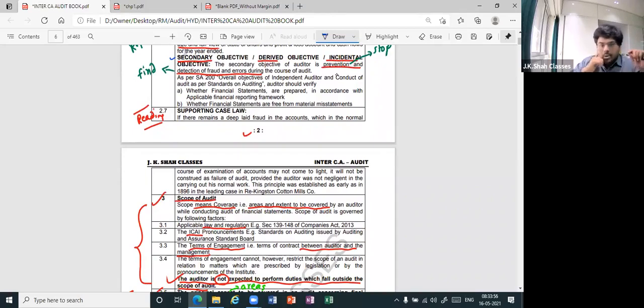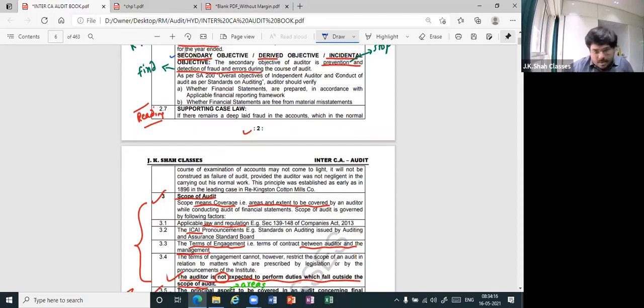Why? Because law always supersedes what is terms of engagement. So whatever you have decided in terms of engagement, if it is not as per law, it will not hold true because law will always supersede terms of engagement. And obviously you are only expected to do what is there in terms. If you have decided you will only check HO, you will only check HO. Then you don't have to check branches. Come on, finish it. There is a supporting case law which is there, but that is only for reading purposes. You don't have to remember it.